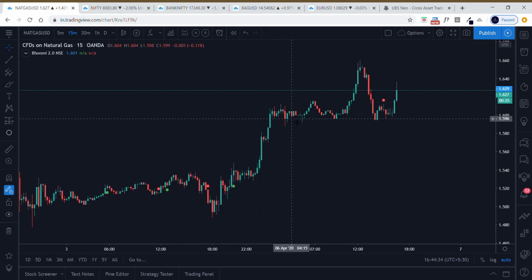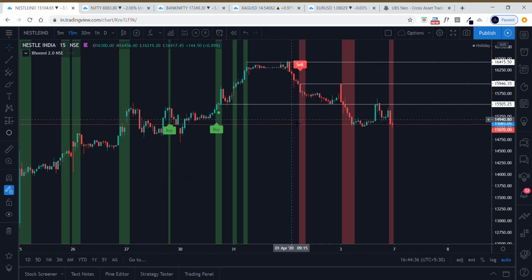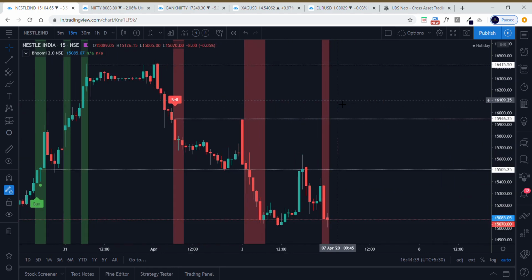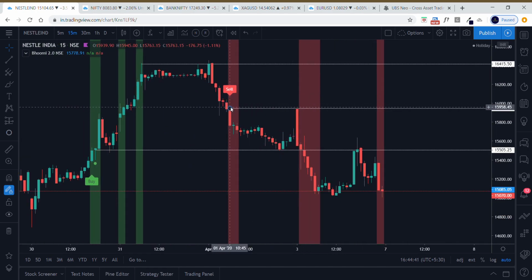And this is our nat gas. Okay, this won't work on NSE anyways. So this is your Nestle India, another highly liquid stock. So it has given you a sell here.